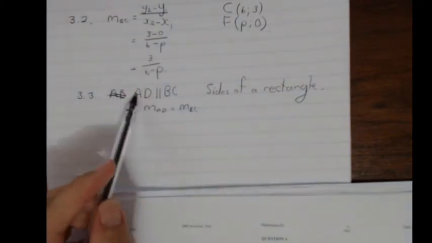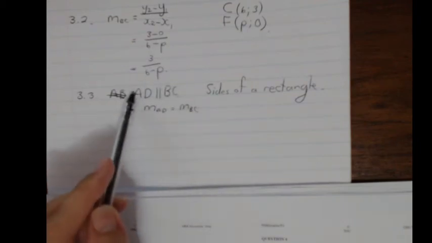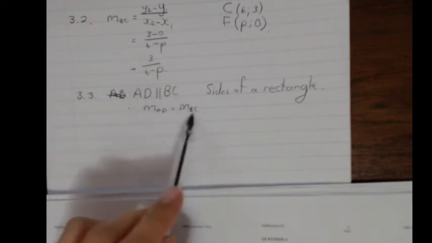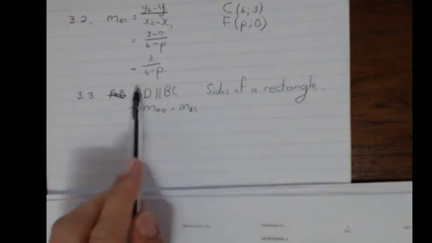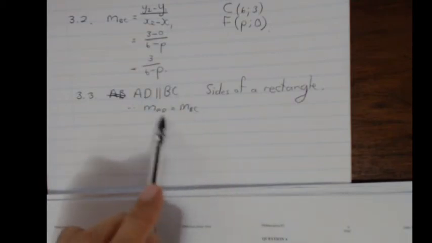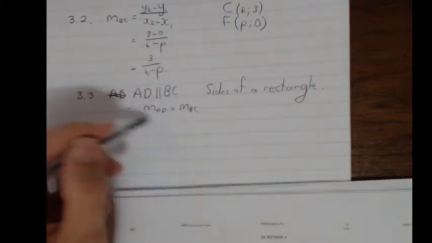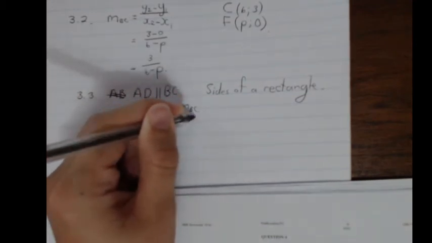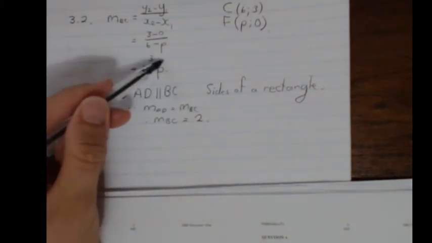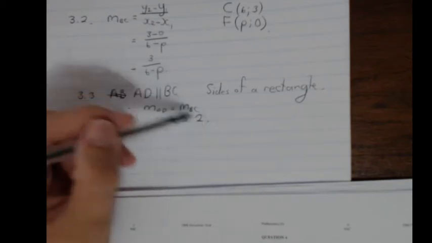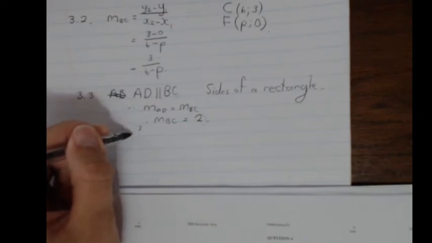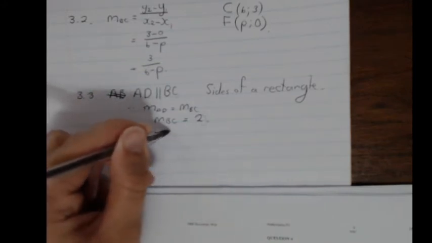In analytical geometry, you should know, as we discussed earlier, that parallel lines have equal gradients, and for perpendicular lines, the gradients multiplied should give you -1. Since I have parallel lines, the gradients should be equal, and I can see the gradient of AD is 2. So the gradient of BC is 2, which is 3 over 6 minus p, but it's also 2, so I can solve for p by making those two things equal to one another. So I have 3 over 6 minus p is equal to 2.